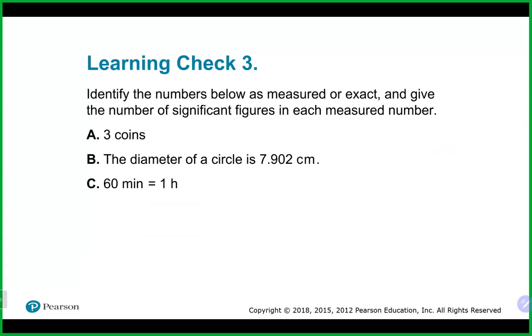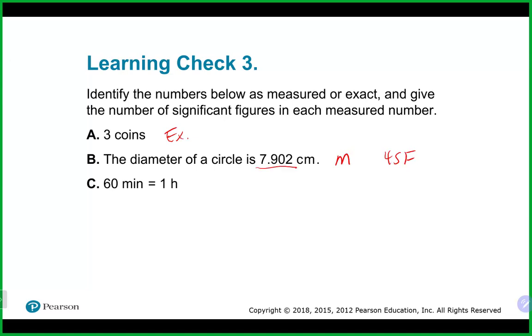So for each of these, we want to determine the number of significant figures, and whether it is measured or if it's an exact number. 3 coins would be an exact, right? Again, that would be something that you would count. The diameter of a circle is 7.902 centimeters. That should be a measured value, right? And how many significant figures would it have? It would have 4, so that's a measured with 4 sig figs, as all those would count.